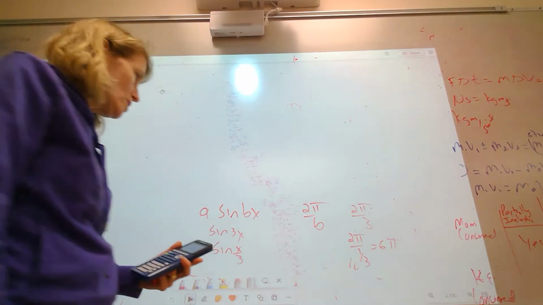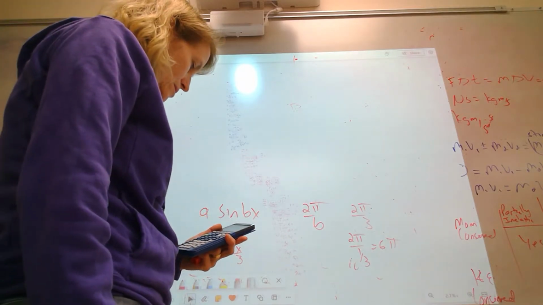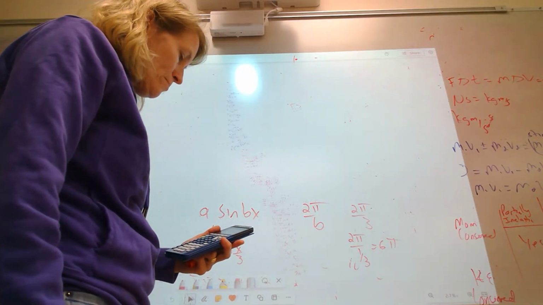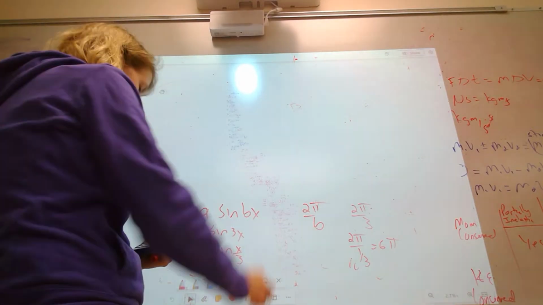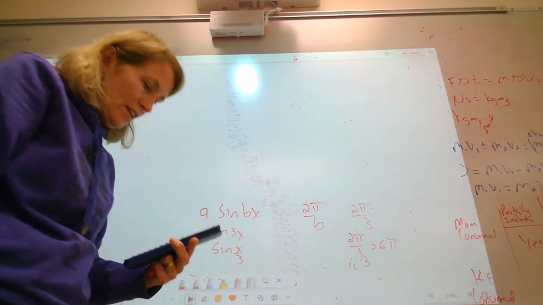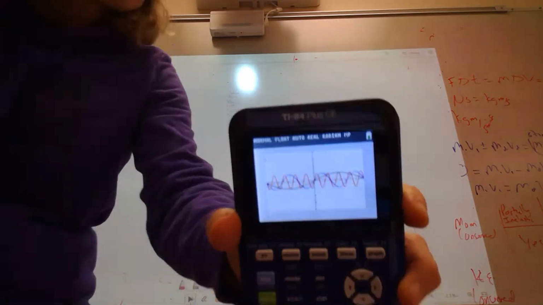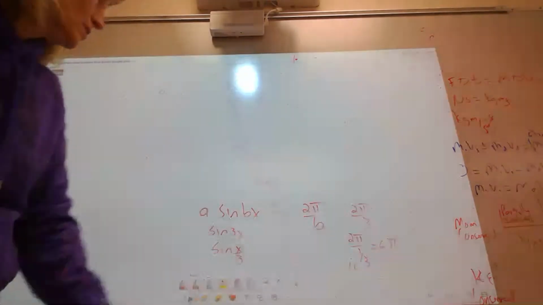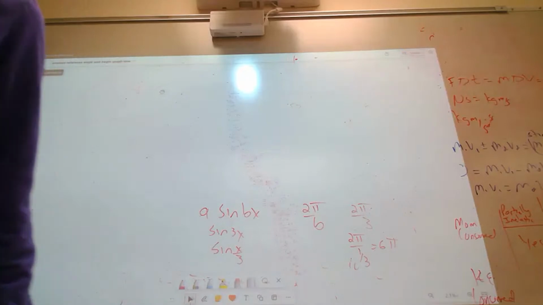Okay, so now my period of the sine function, just sine x, is 2 pi because b is 1. But now that I changed that, what I see there in black is one complete cycle for sine x over 3. Okay, now we're going to look at cosine.